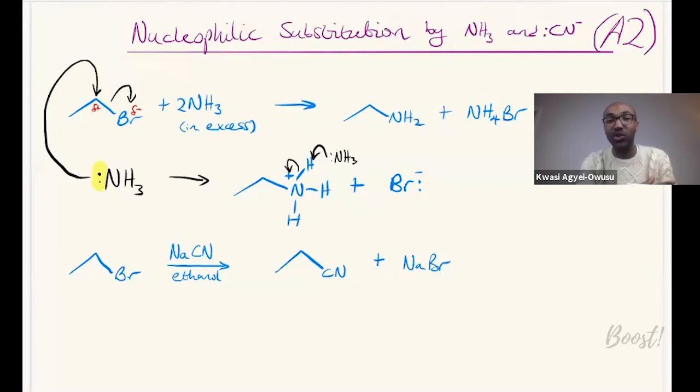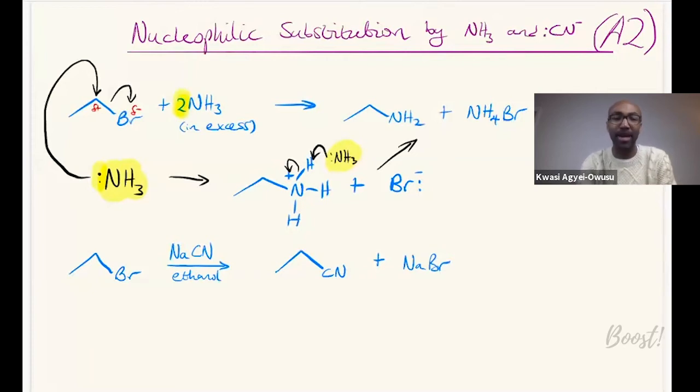And that explains why in the balanced equation, in the overall equation, you've got 2 moles of ammonia, so that you form the amine, and you then also form ammonium bromide as your other product. Okay, so if I highlight that fact, you've got 2 moles of ammonia in your overall equation, and the reason for that is because you need 1 mole of ammonia to attack your carbon with a delta plus, and a second mole of ammonia here to remove a proton from the intermediate.